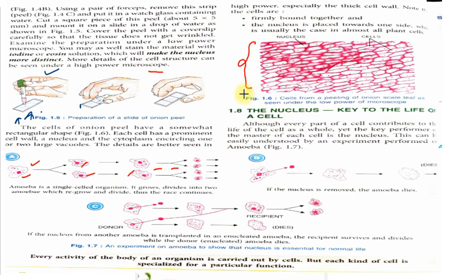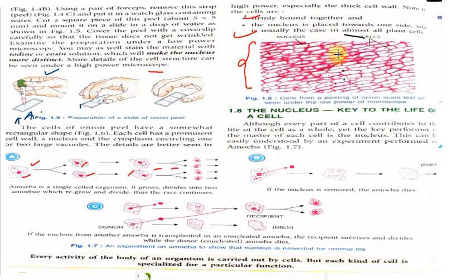This is the structure of the onion cell, right? These are the shapes of onion cells under high power, especially the thick cell wall. Note the cells are firmly bound together and the nucleus is placed towards one side, right? This is the nucleus placed on one side. These small dots are the nucleus.